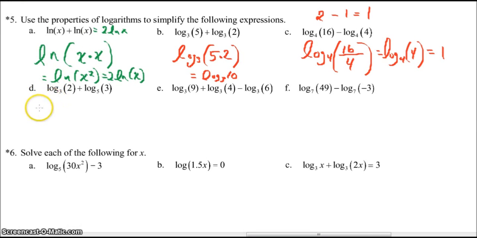Let's see, log base 3 of 2 plus log base 5 of 3. You can't simplify that one. That's as good as you can get because the bases are different.